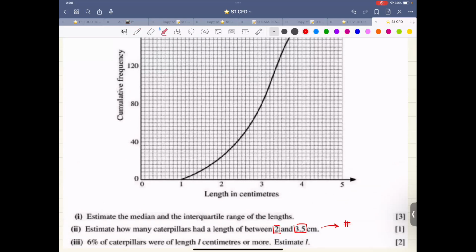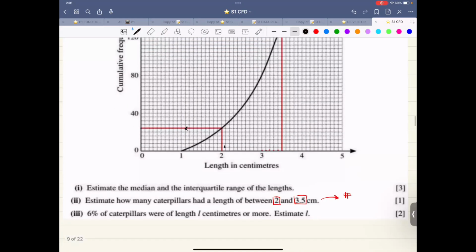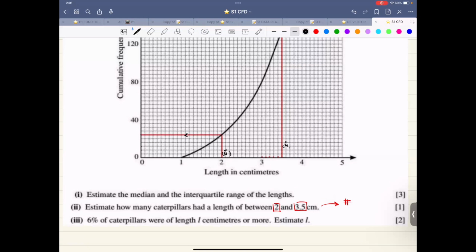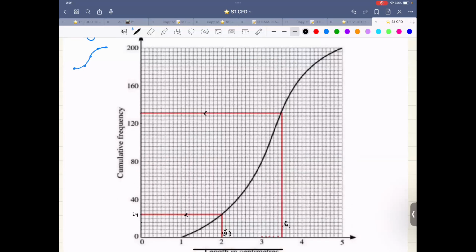So we go to 2 and we touch the graph and we go left. So this is from the horizontal axis to the vertical axis. And we go till 3.5. So this is 3, this is 1, 2, 3, 4, and 5. So at 3.5, we go up, we touch the graph, and then we go left. So in both cases, we were going left, and this is part 2. This value over here is 4, 8, 12, 16, 20, 24. This value is 24. Over here, this is 120, 124, 128, 132. This is 132 over here.